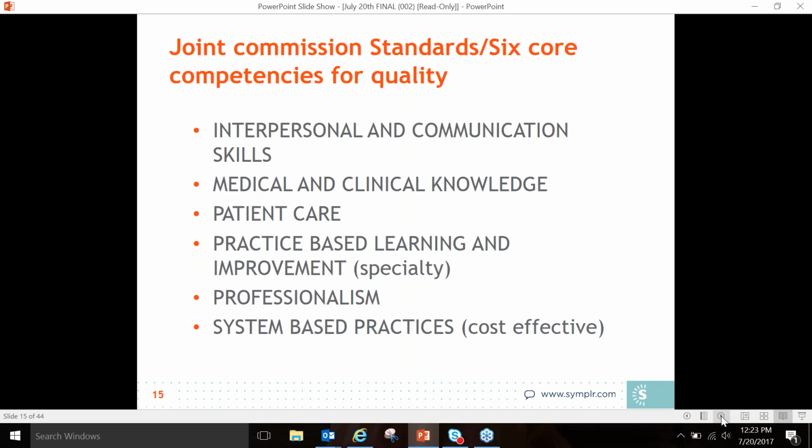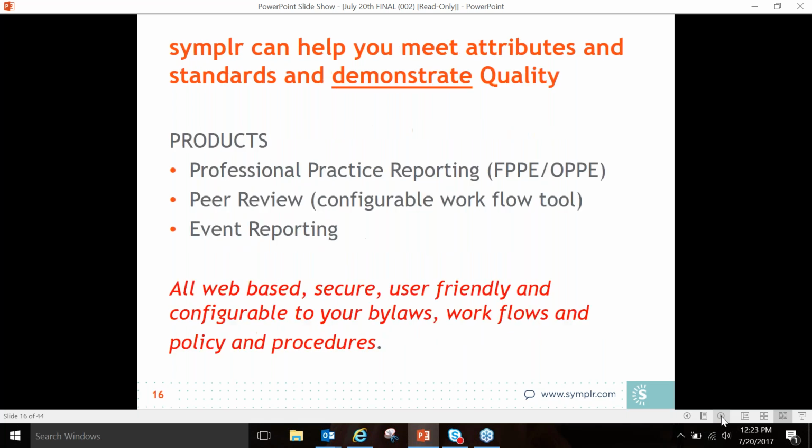Then we have the Joint Commission standards, the 6 core competencies for quality. They are interpersonal communication and skills, medical and clinical knowledge, patient care, practice-based learning and improvement in their specialty, professionalism, and system-based practices, making sure things are cost-effective in how they're using things in their practice. And these are the 6 standards that we need to be trending and tracking. You can use focused evaluations for this. You could include this in ongoing evaluations for your providers and your allied health, and so on. So you want to center those evaluations around these 6 quality standards.